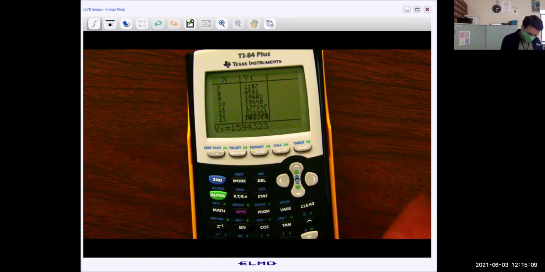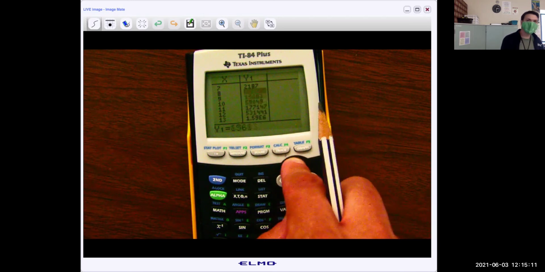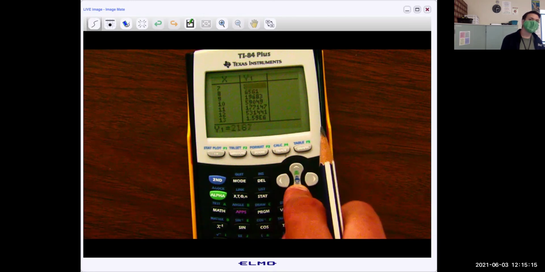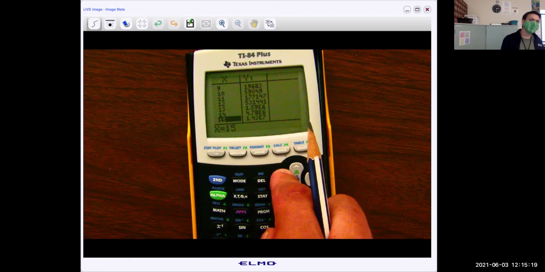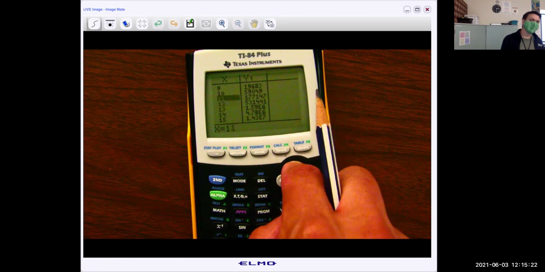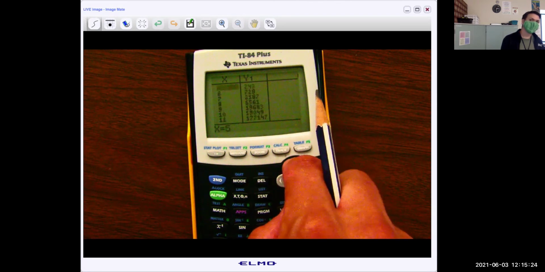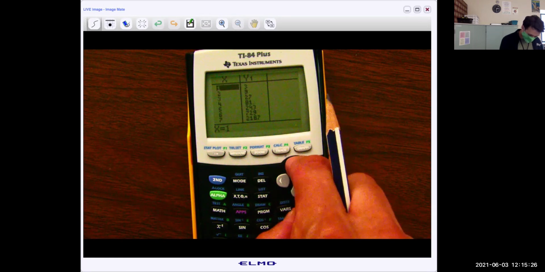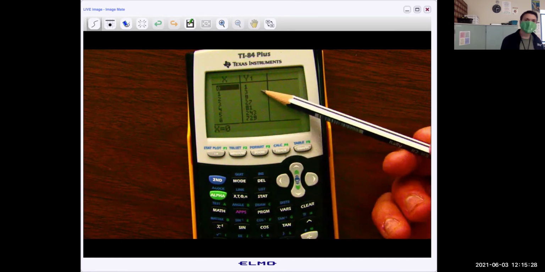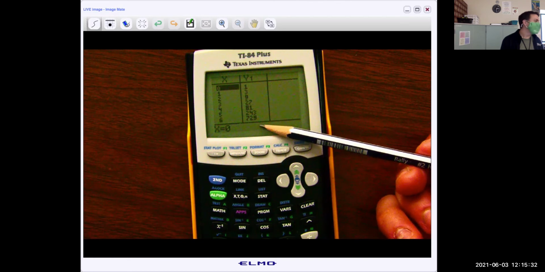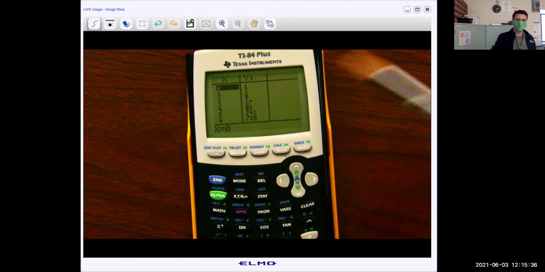Now, if I wanted to go back up, if I just try going up, it's not going to move my table back to the beginning. To move up and down, you have to be in the X values. So I have to go back to the X, and then you can move up and down to find your table. If I go to the beginning, I can check to make sure my table matches what's in the calculator, and they match. So we're good.